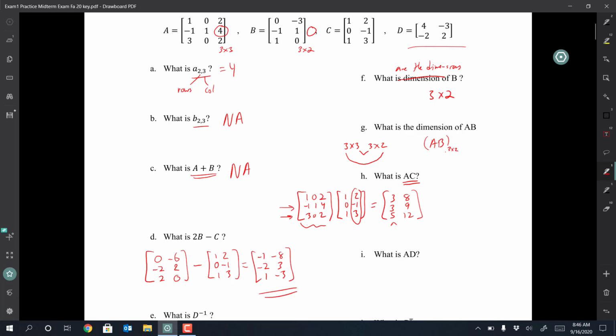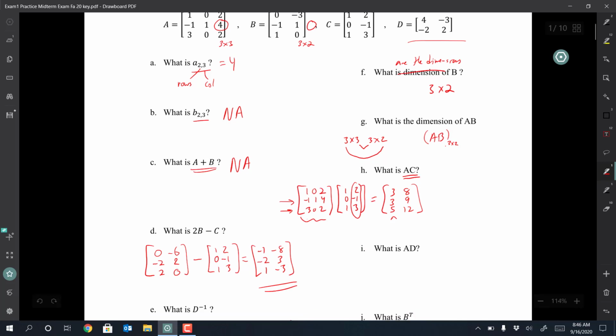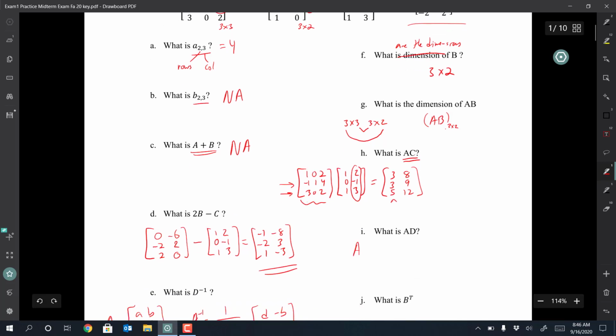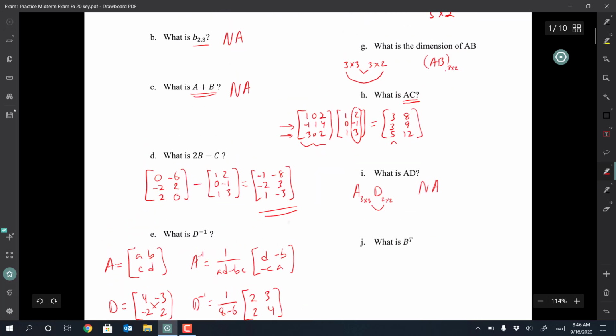A times C. Next, what is A times D? Well, A is a 3 by 3 matrix. D is a 2 by 2 matrix. I can't do that multiplication. So this one's going to be NA because I can't do the multiplication. Next, what is B transpose?